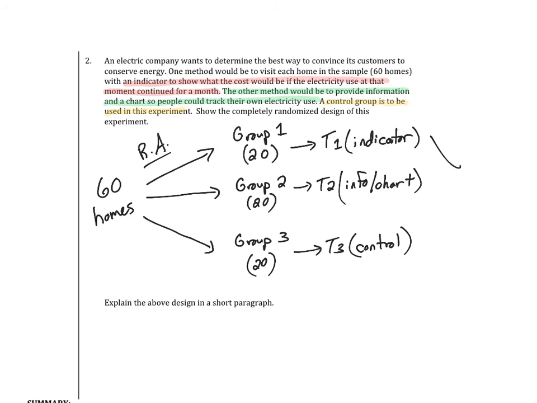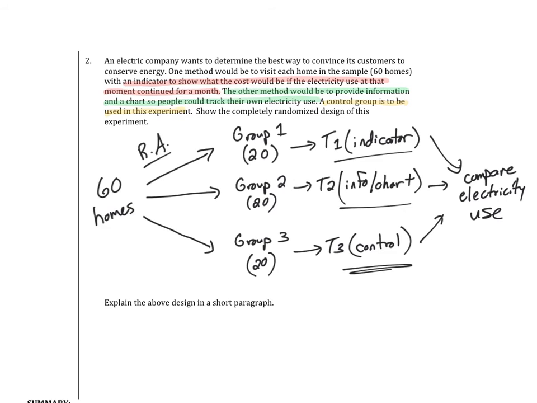And then in the end, we will compare electricity use. So we want to see what is the most effective. Is it more effective to give them the indicator? Is it more effective to give them the chart? Or were neither one effective? So like that control group is just to show like, hey, neither one of these were good because people that didn't get either, the control, were the best, right? So if this group is better than these 2, that means those other 2 were not effective.